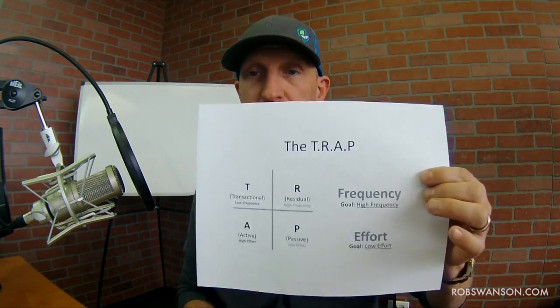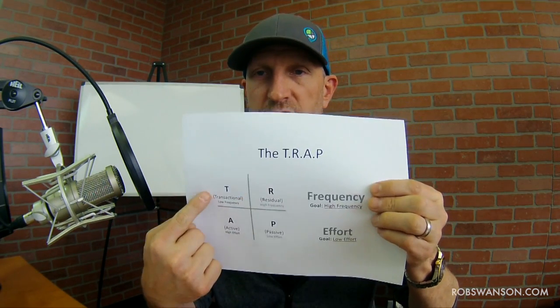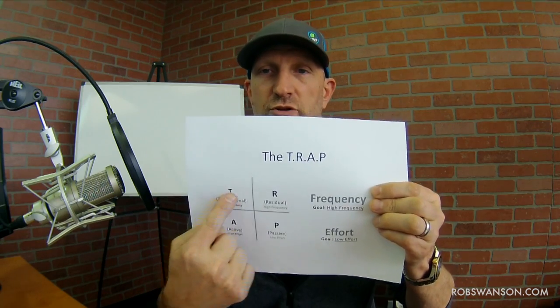You can do the work one time and get paid multiple times thereafter. That's residual income, versus transactional income, which is what most people do. They do a job once, they get paid for it. Then they have to go out and do another job and get paid for it, do another job and get paid for it. On the frequency side of the equation, I want you to figure out how to move from transactional to residual income.